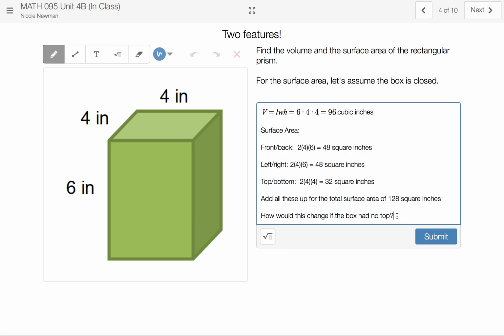I have a follow-up question for you. How would your answer change if the box had no top? So if we were to eliminate this top portion, what will that do to your answer? And what would your new answer be? It's just something to think about.